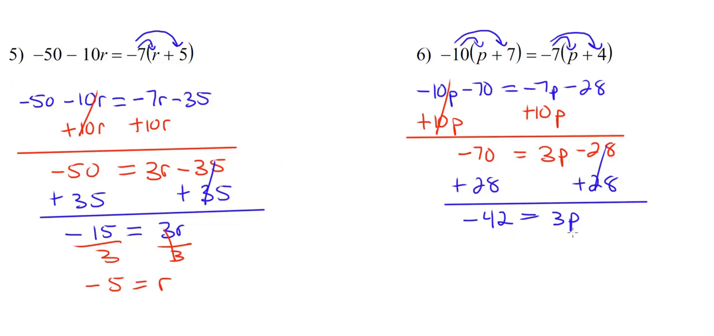And then finally, all we have to do to get rid of this 3 is divide both sides by 3. On the right, 3 divided by 3 is gone, and that gives us p. And on the left, negative 42 divided by positive 3 is negative 14. So that's our answer.